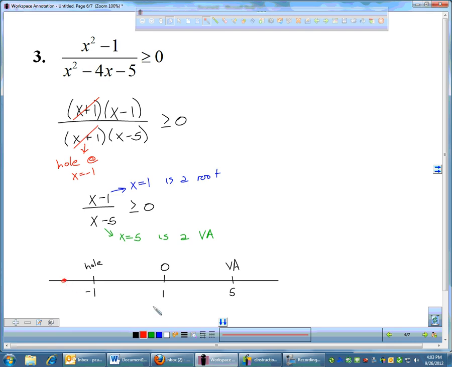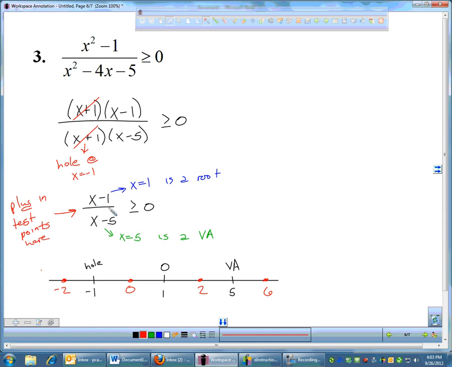And now we have to actually pick four numbers. I need to pick something to the left of negative 1, something between negative 1 and 1, something between 1 and 5, and something after 5. And I like to plug into the reduced version. You can plug it into any one of these equations, the top one, the factored one before we canceled, or the reduced one. I'm going to plug into my reduced. So plug in test points here.